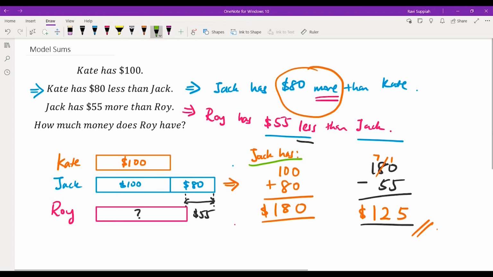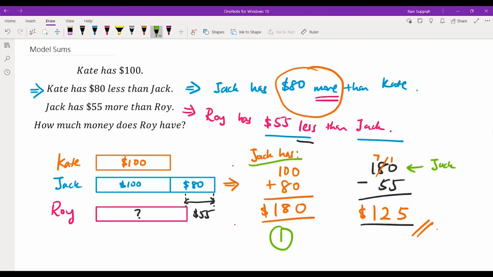Okay, so what we have done is, first we have found the amount of money that Jack has. That's the total amount of money that Jack has, which is 100 plus $80. And then we have taken the amount of money Jack has and subtracted the amount that Roy has less than Jack. So Jack has $180, and you take away $55 because Roy has $55 less than Jack. And the final answer you get is $125.